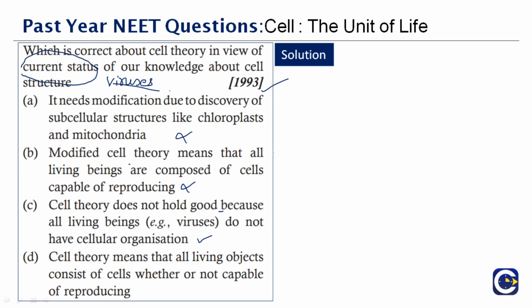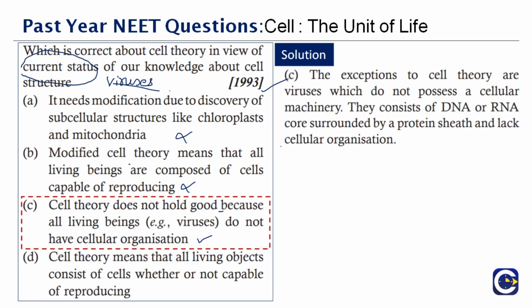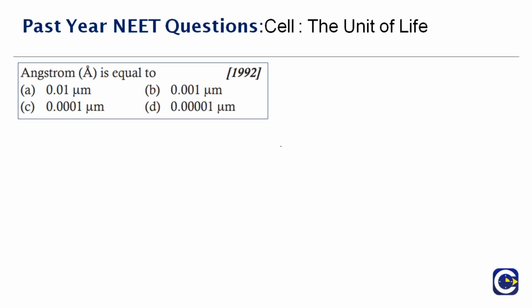Cell theory does not hold good because all living beings, especially viruses, do not have a proper cellular organization, and therefore when it comes to cell theory, we cannot classify them and tell them this is what they are correctly. Okay, therefore the correct answer to this question is option C. So viruses are the problem when it comes to the current status, since we cannot classify them correctly. Okay, now let's move to the next question here.